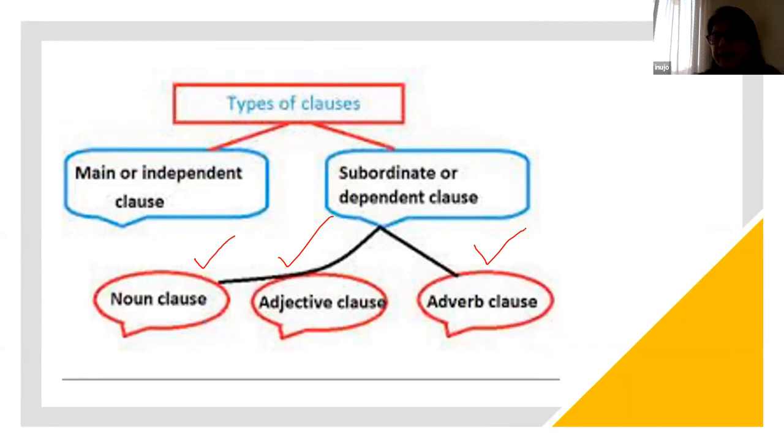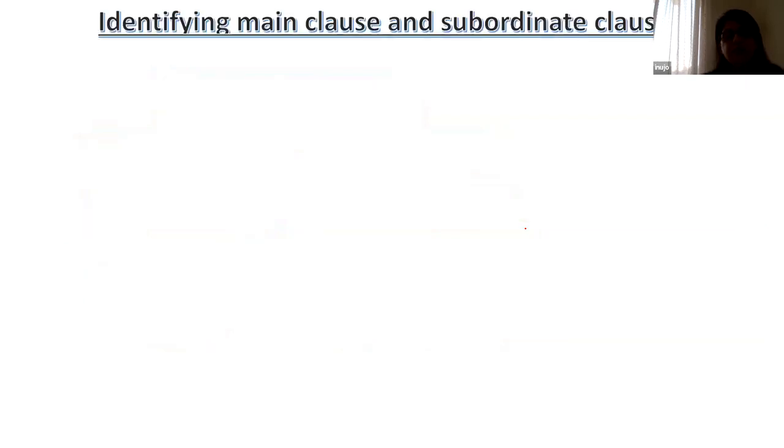So you should know that independent means those words which form a clause and give a complete meaning. That clause has its own individual meaning. Whereas a dependent clause has an individual meaning only when you attach the main clause. Let us see how it works.